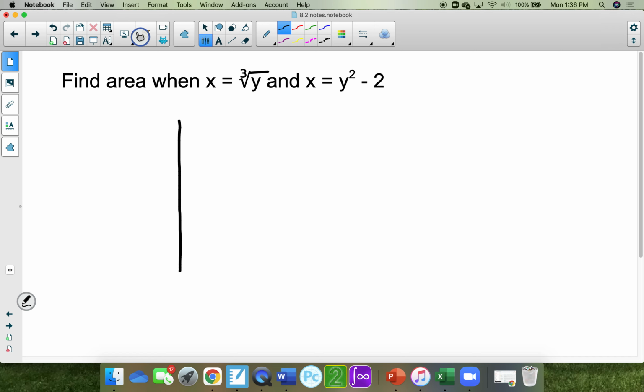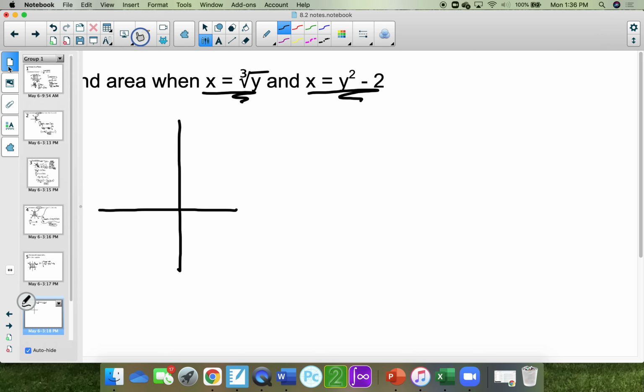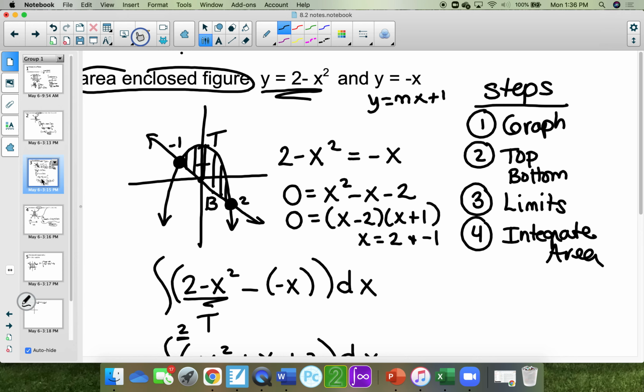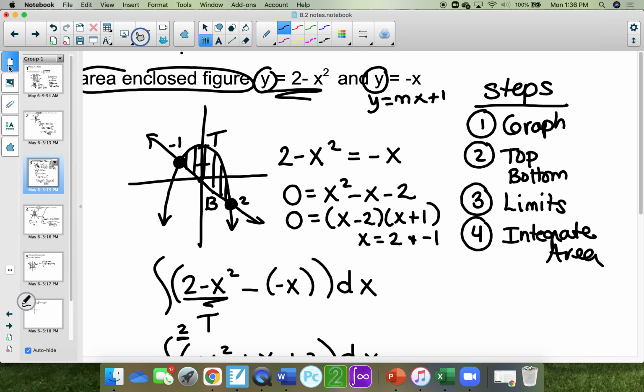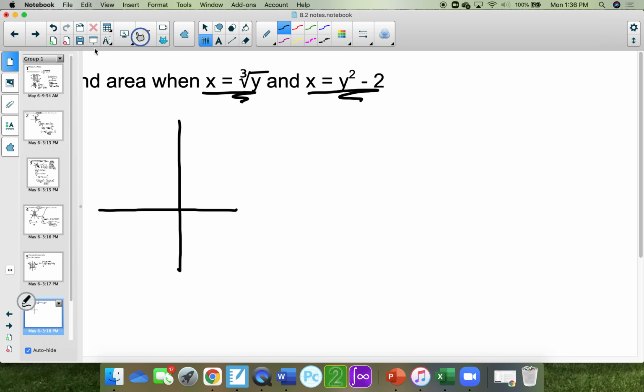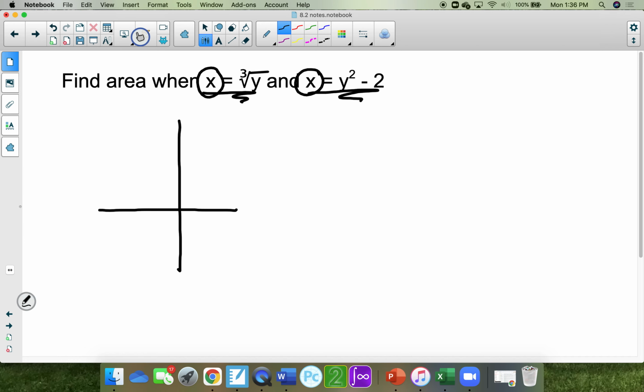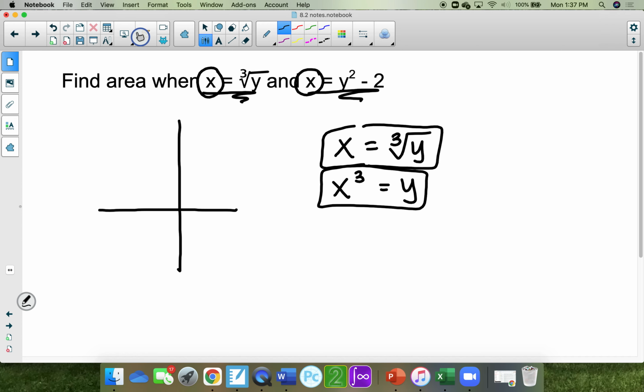So, find the area when x equals the cube root of y and x equals y squared minus 2. So how do you do this? We have always done it the opposite way throughout all of math. We've always had y equals and y equals. Well, this is the first time, I think, in math where it's now x equals and x equals. So first of all, x equals the cube root of y. If I want to get y alone, I'm going to cube both sides. So doesn't y really equal x cubed? These two are the same. One is when x is alone and one is when y is alone.